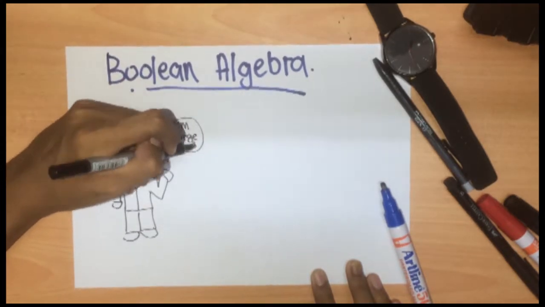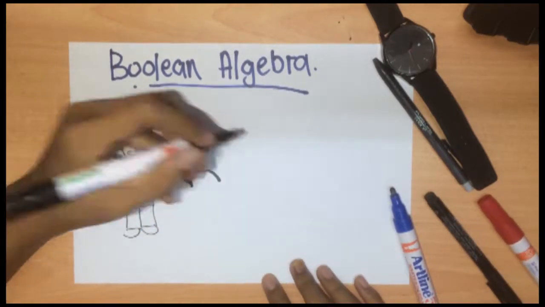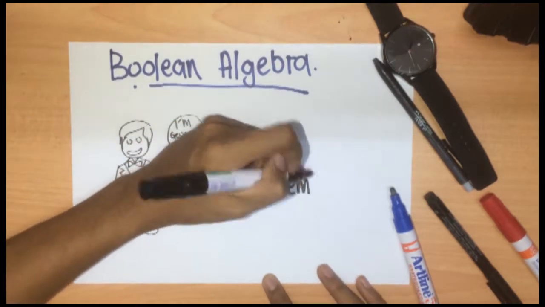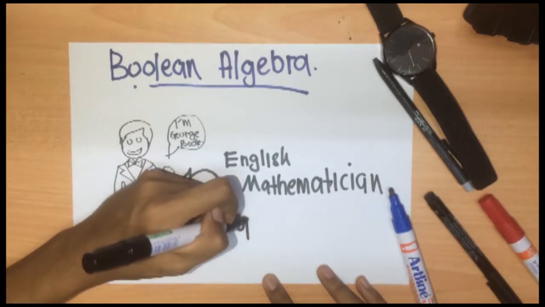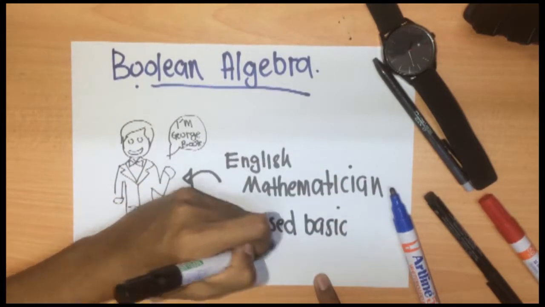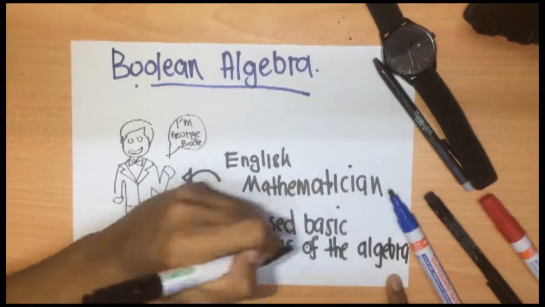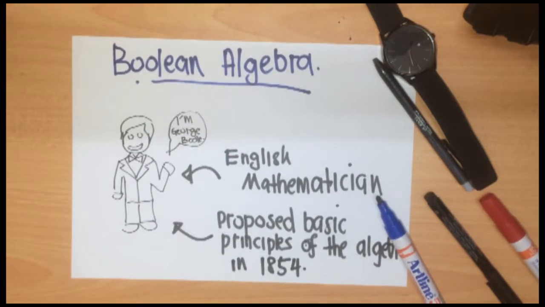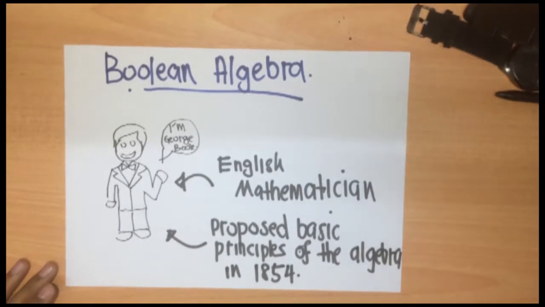A little bit of history here. The digital circuitry in digital computers and other digital systems is designed, and its behavior is analyzed, with the use of a mathematical discipline known as Boolean algebra. The name is in honor of George Boole. Here's a little sketch of him. He was an English mathematician, and he proposed the basic principle of this algebra in 1854 in his treatise, An Investigation of the Laws of Thought, on which to found the mathematical theories of logic and probabilities.